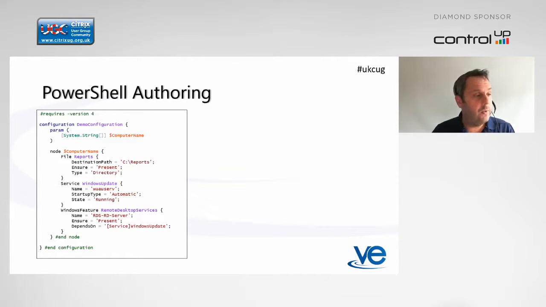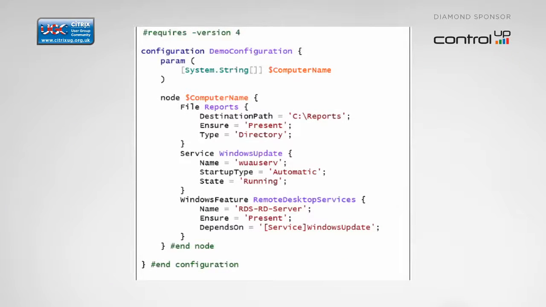And then we've also got a Windows feature here saying we want to install the RDS-RD server role. We want to make sure it's present, but notice there's a DependsOn, so we can have a dependency that says we only want this Windows feature resource to run if the service resource is correct. So we can create this configuration of what we would like without detailing how to do it.